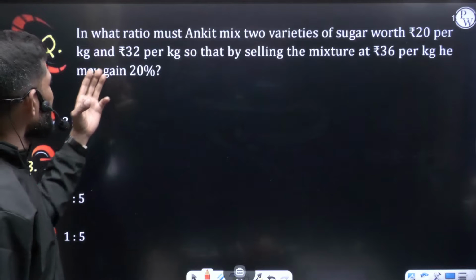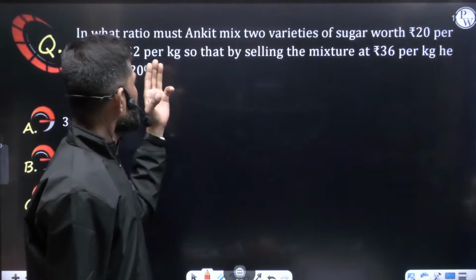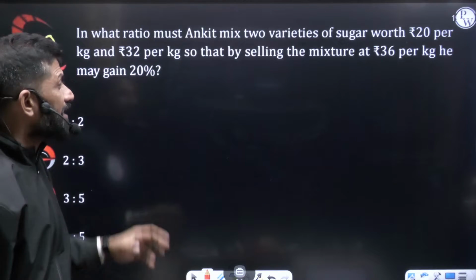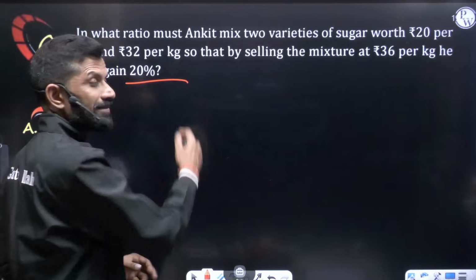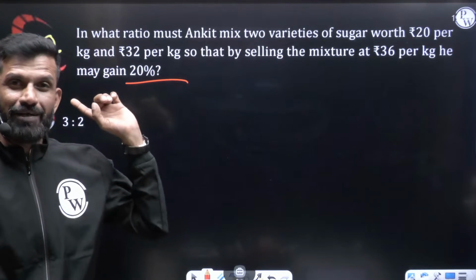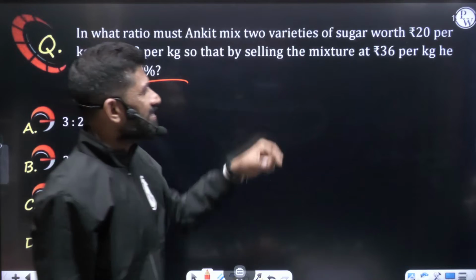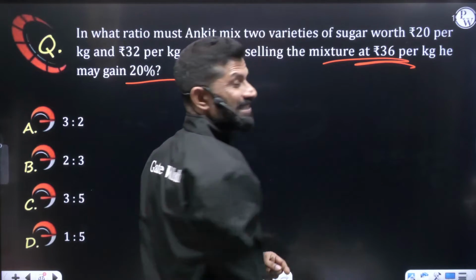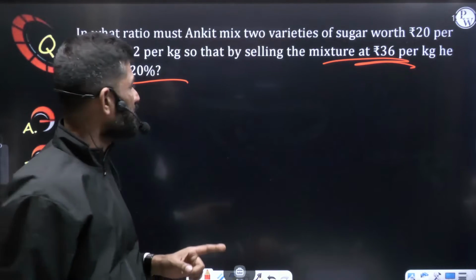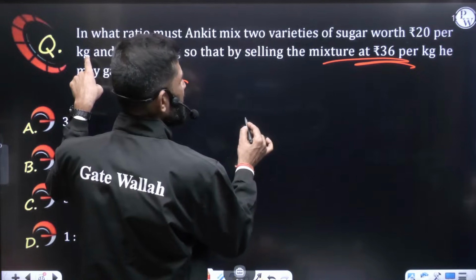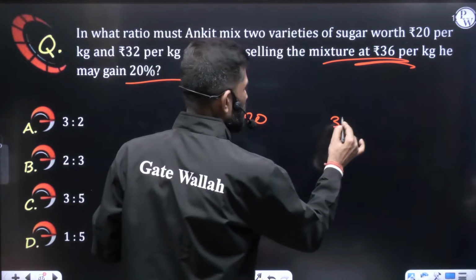So the next question they have given: in what ratio must Ankit mix two varieties of sugar worth 20 and 32 per kg, so that by selling the mixture at 36 he would gain 20%. We have already seen a similar question earlier. This is actually the selling price. We have to write all three the same. So the cost price here, one is 20 rupees per kg, another 32 rupees per kg.